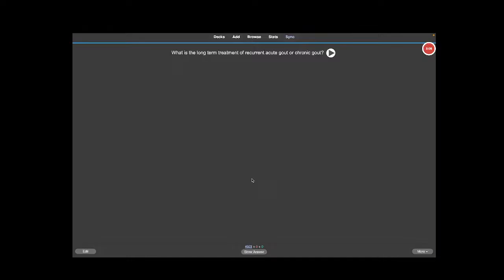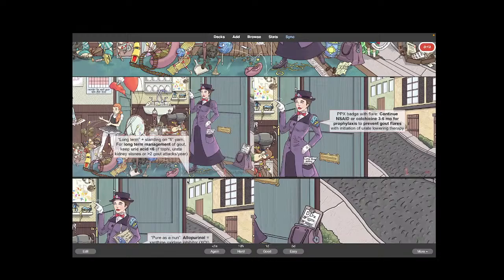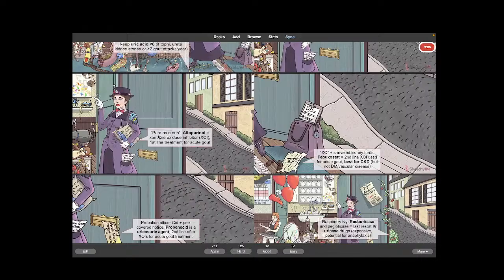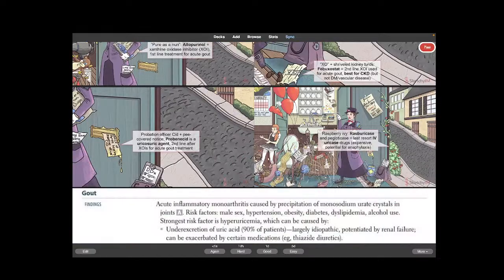What is the long-term treatment of recurrent acute gout or chronic gout? Yes, we love that. Prophylaxis is bad. NSAID, colchicine, allopurinol, febuxostat, probenecid is a uricosuric agent, rasburicase.